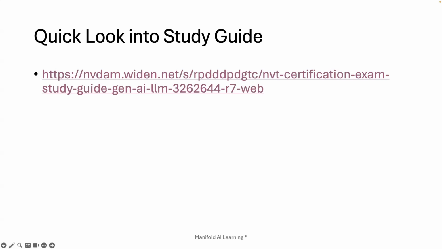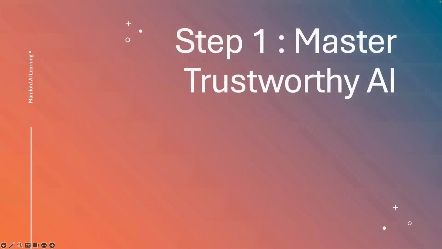Okay. So the first step that we are going to do is to take up what we call the trustworthy AI topic. As I mentioned, it covers 10% of the weightage. We'll cover this in the first session itself, so that by the end of this session, you will have covered this 10% of what is required for this examination preparation.